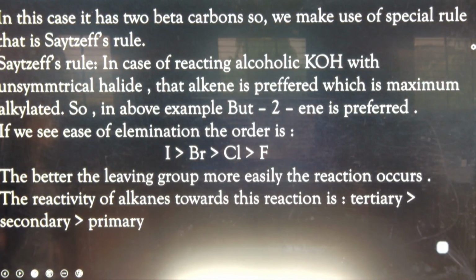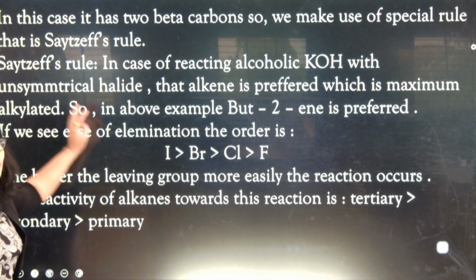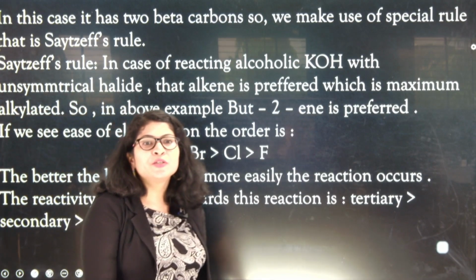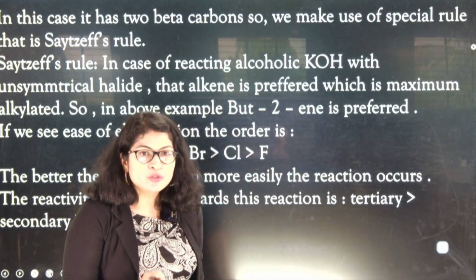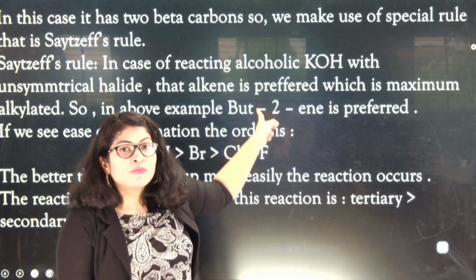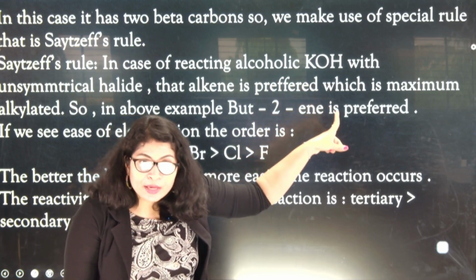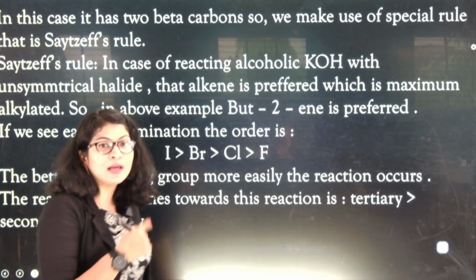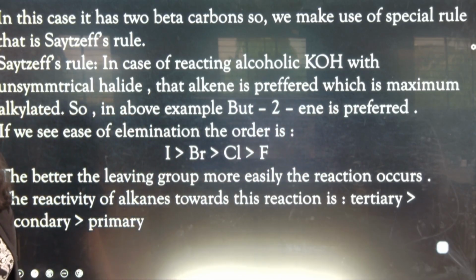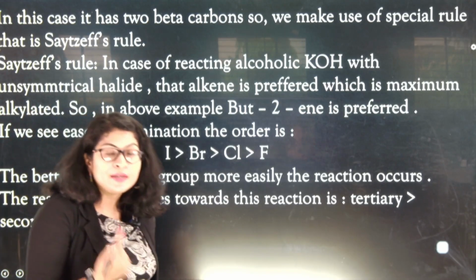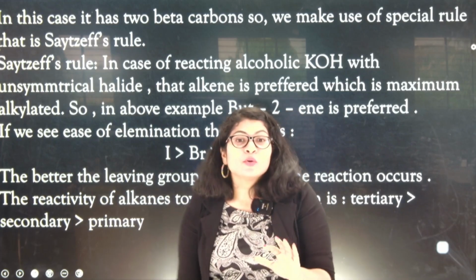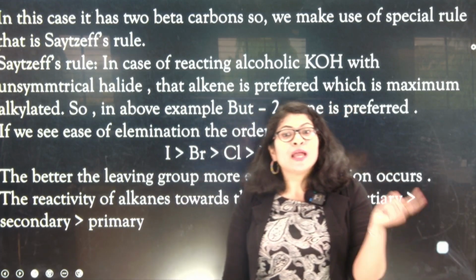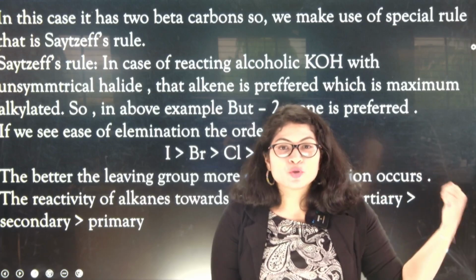So first, in this case, it has two beta carbons. So we make use of a special rule called Saytzeff's rule. Saytzeff's rule says that in case of reacting alcoholic KOH with an unsymmetrical alkyl halide, that alkene is preferred which is maximum alkylated, or which is bulky. Okay, I'm sorry, Markovnikov's and anti-Markovnikov's is followed during addition. In elimination, Saytzeff's rule is followed.